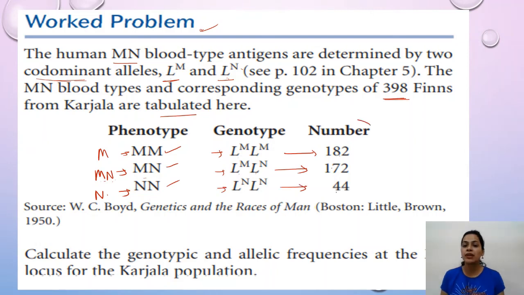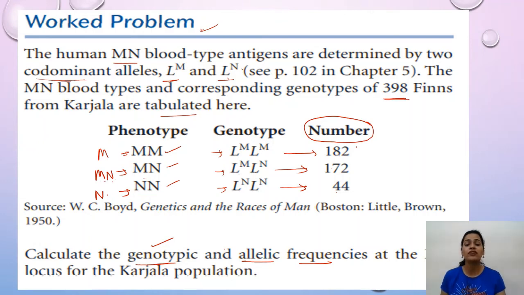So remember, in this question what is given? The number of genotypes is given. So what we have to do is calculate the genotypic and the allelic frequencies here. First of all, always go for the genotypic frequency first. We simply have the number given, so it is very simple to calculate the genotypic frequency.